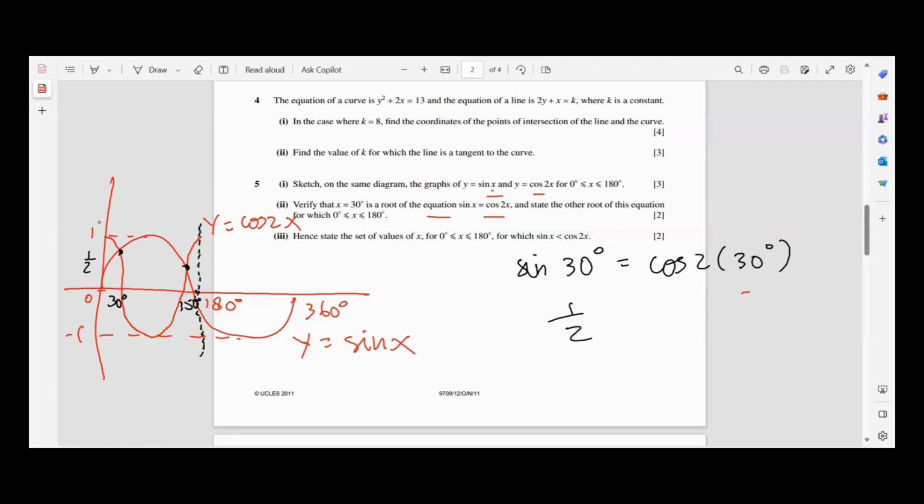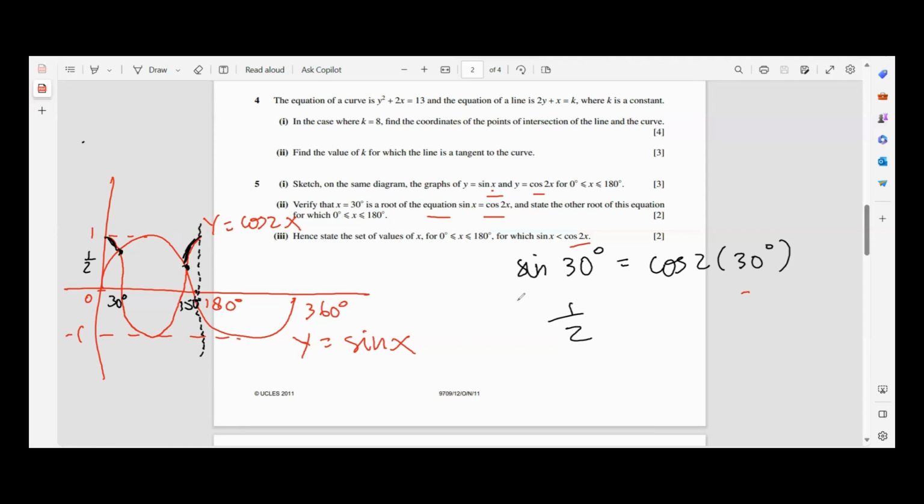And then for part III, it asks us to state the values of x when sine x is bigger than cos 2x. Sorry, smaller than cos 2x. So we have to find when the cos 2x graph is at the top of the graph of sine x. The graph at the top of sine x is here, this and this part only.